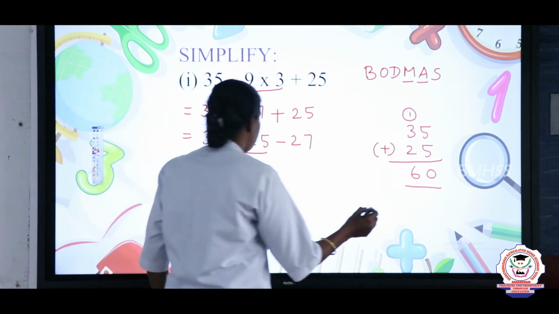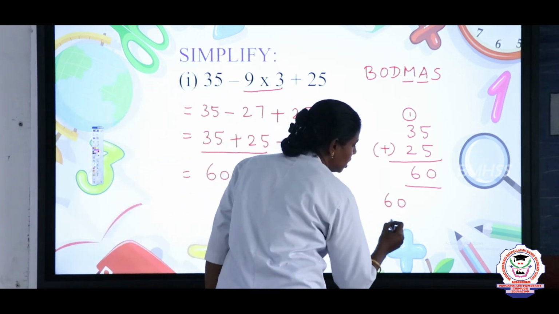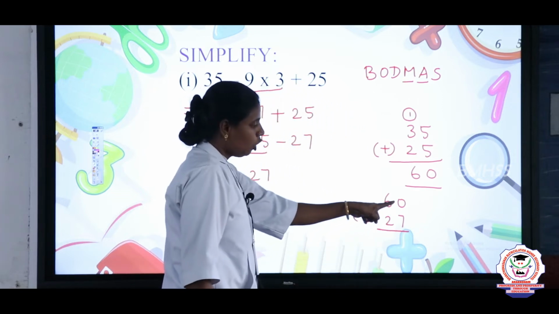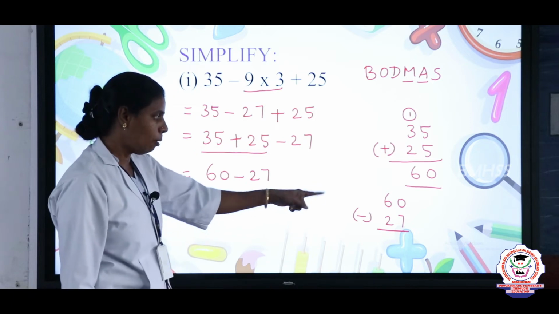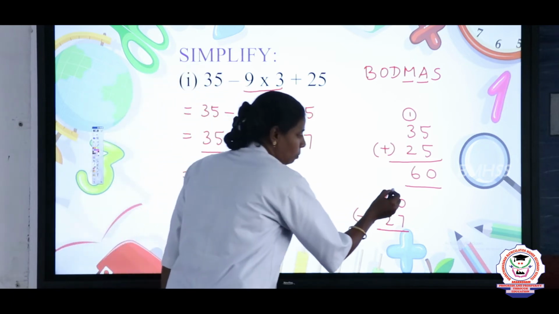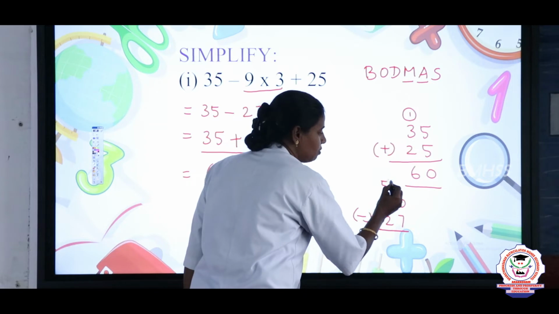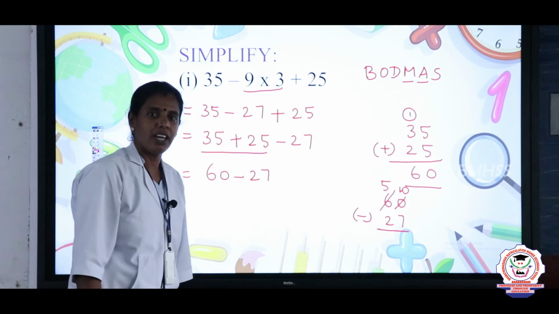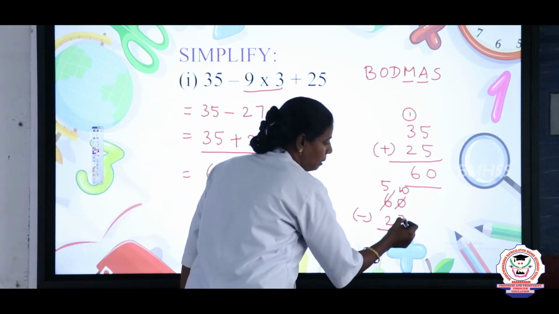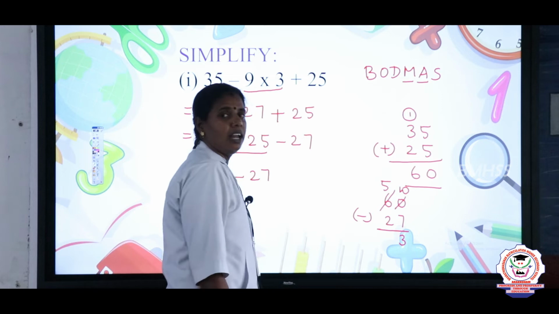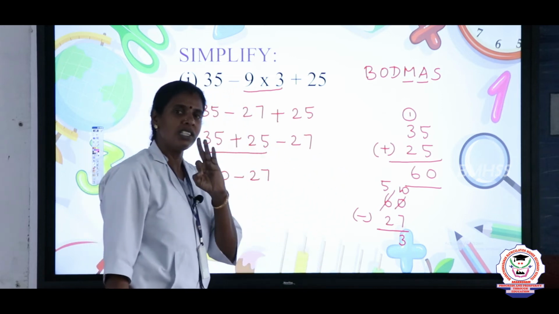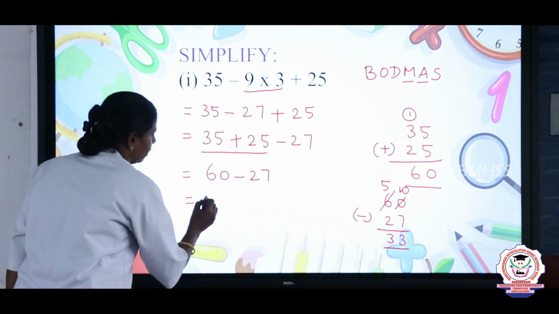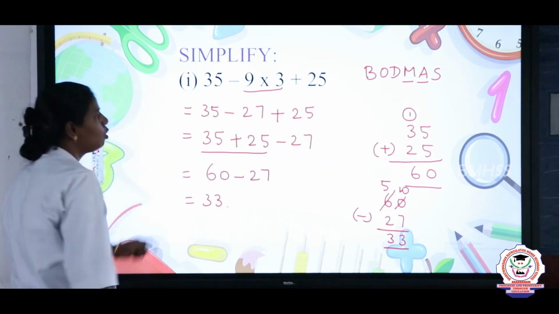So, 60 minus 27. Subtract now, 60 minus 27. 0 minus 7. Is it possible to subtract 0 minus 7? So, borrow from 6. 6 will become 5 and the 0 will become 10. Now, subtract 10 minus 7. What is 10 minus 7? 10 minus 7 is 3, and 5 minus 2 is 3. So the answer is 33.